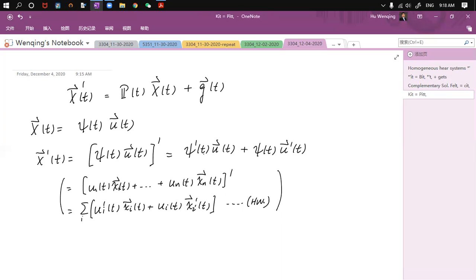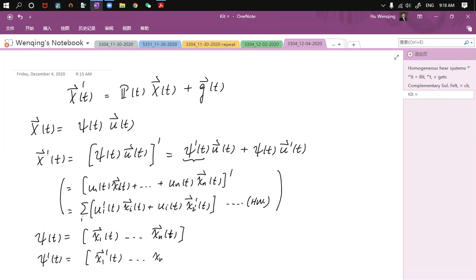Now, the only thing you're interested in is what is psi prime of t? Remember, psi of t is just an abbreviation of the fundamental matrix. The actual fundamental matrix is the column vectors put in a row, right? So x1, ..., xn are fundamental solutions. You put them as column vectors in a row. Then you can see that psi prime of t is just the term-wise derivative: x1 prime of t, ..., xn prime of t, right? So you're going to have something like this. Is that good for everybody?